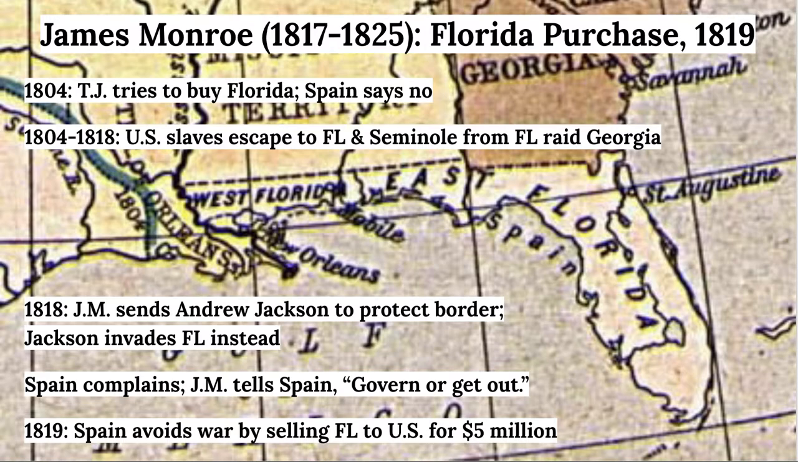Monroe doesn't do that. He instead tells Spain, look, either govern your territory, keep our slaves on our side, send them back if they escape there, keep the Seminole on your side, or, if you can't control Florida, get out of this land. Well, Spain is not really in a position to go to war with America at this point. We'll see why on the next slide. So they avoid war by selling Florida to the United States for $5 million.